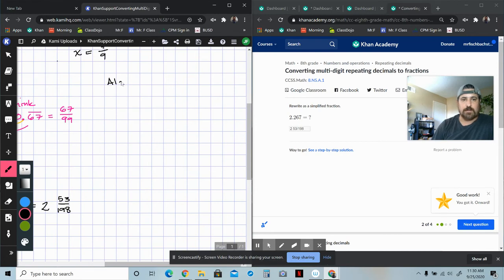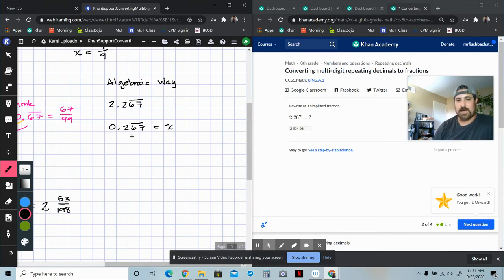The algebraic method that Khan did in his video is going to look like this. It's going to be 2.267, the 6, 7 repeating. We don't need to worry about that 2, so you can think of that as just 2. And so all we really need to pay attention to is the 0.267, the 6, 7 repeating. So we can set this as x. So we can say, all right, this is equal to x.